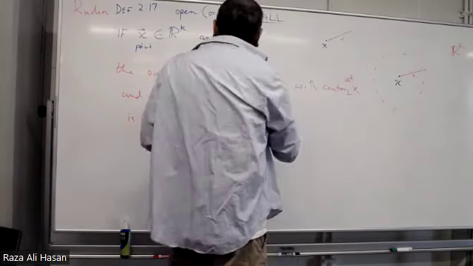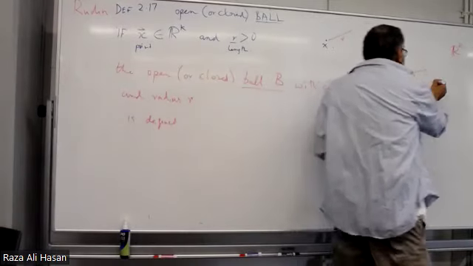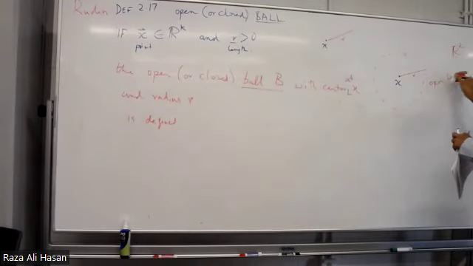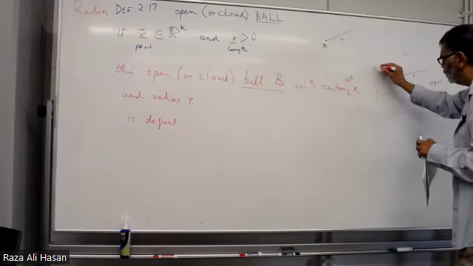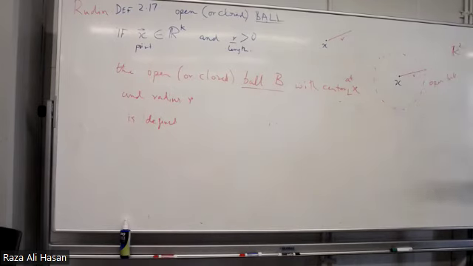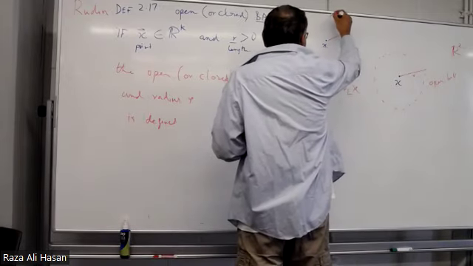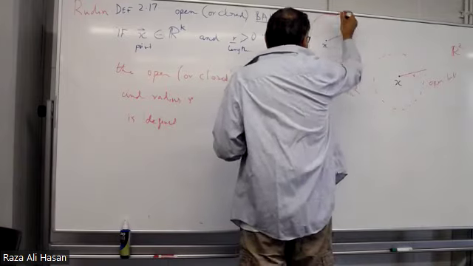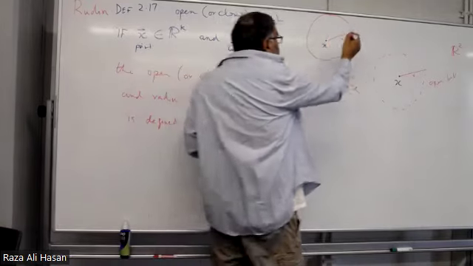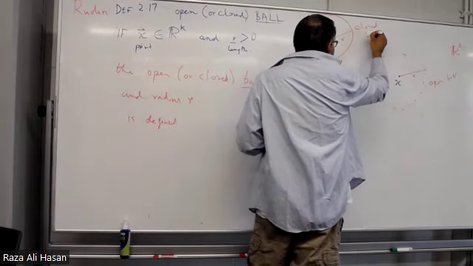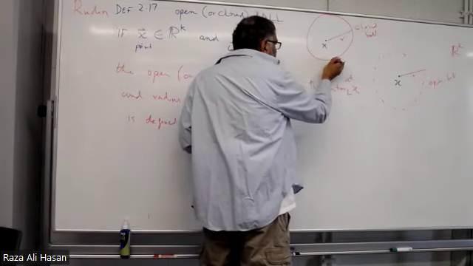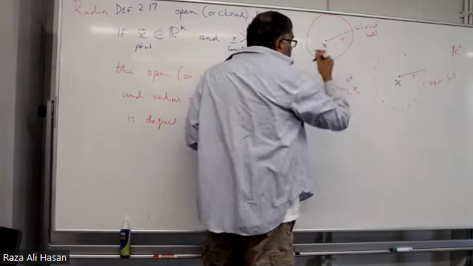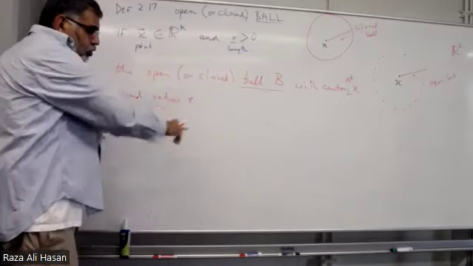And so this is an example of an open ball, because the points on the boundary are not included in this neighborhood or in this ball. And then we have a closed ball right here, where every point on the boundary is also included in this ball or neighborhood.